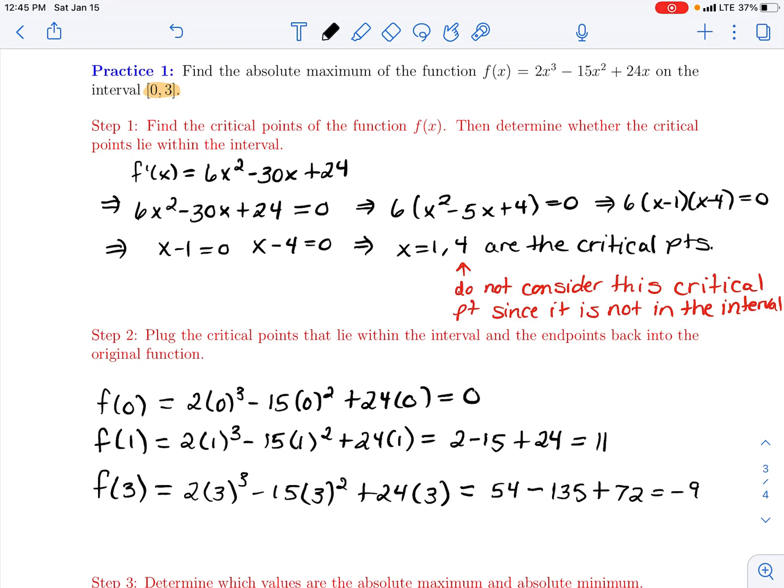Okay, so now looking at this here, what is our biggest value and which one's our smallest value? So here I would say that f of 1 gives us the biggest, right? So this is biggest, and then this is smallest.